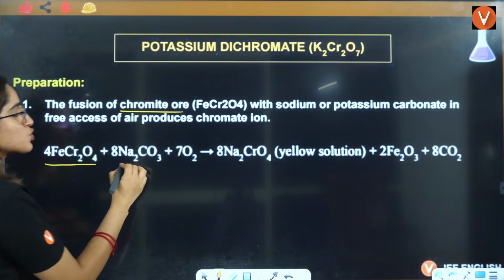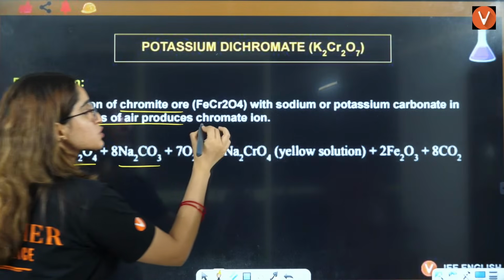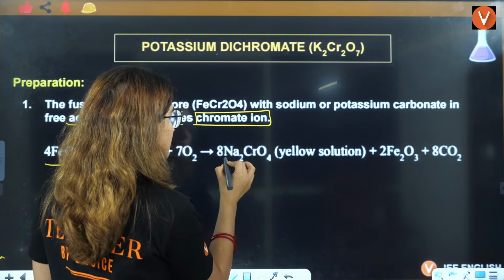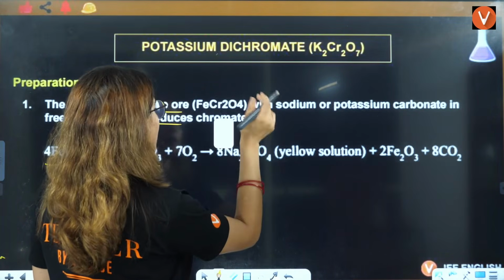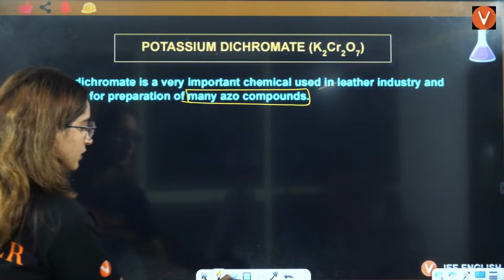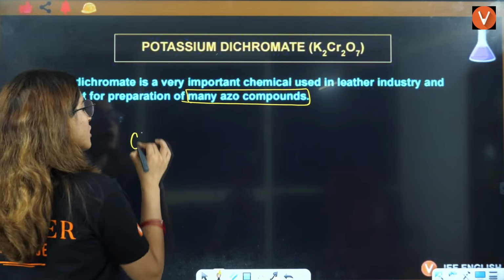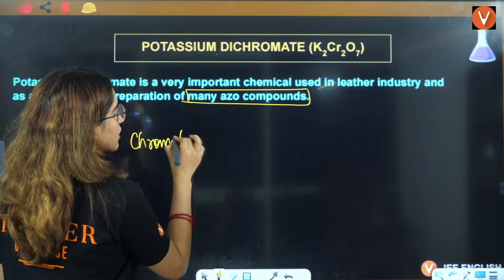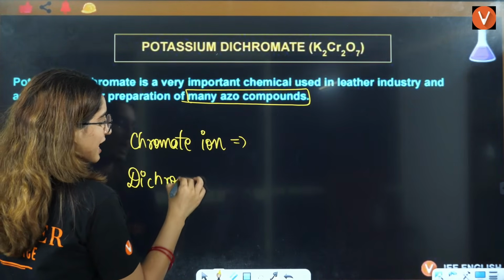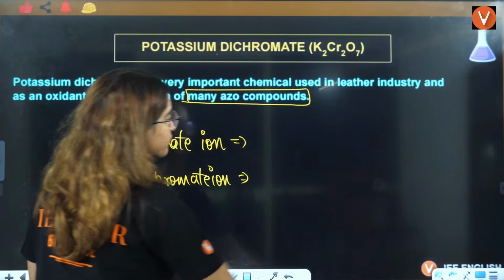When it is fused with sodium or potassium carbonate in the presence of an oxidizing agent, it produces chromate ion. Wait a minute, let me show you the differences here. Just like you have permanganate and manganate, in a similar way you have chromate and dichromate. Let me show you what the chromate ion and the dichromate ion are. They are pH sensitive, so they are very important for you.